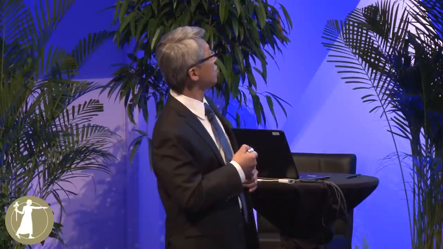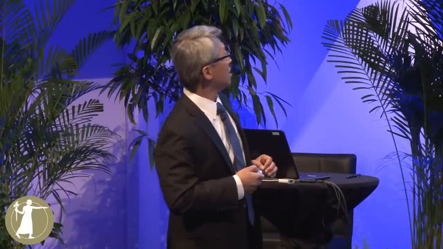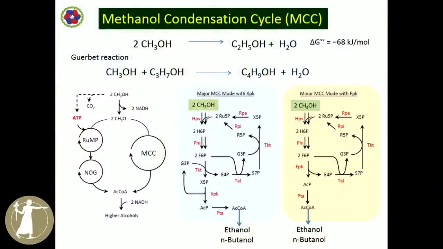The reaction that comes closest is the Gerber reaction, which couples C1 and C3, and it is very difficult to couple two C1s together. So using similar principles, we developed a series of methanol condensation cycles that were able to condense two moles of methanol to one mole of C2, and then we can make that into ethanol or butanol.